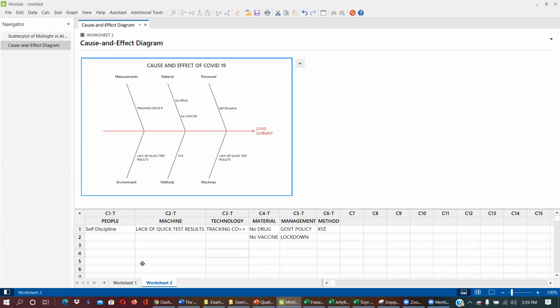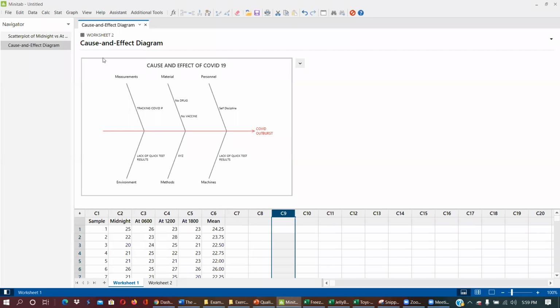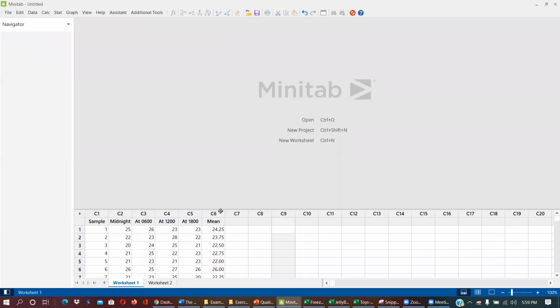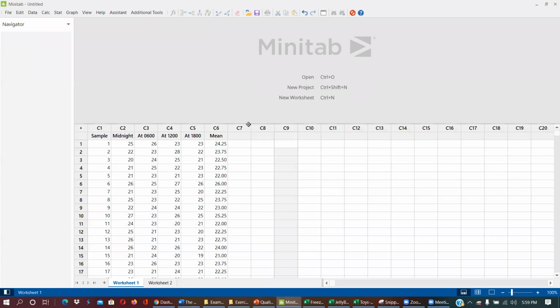I have the data right here. For example, these are the 4 samples: midnight, at 6 o'clock, at 12 o'clock, at 18 o'clock. So 20 samples are there across 4 shifts, midnight to 8, 6, in each 6 hours time. And this is the mean of all 4 shift samples.